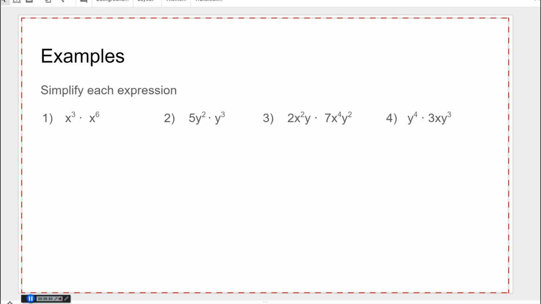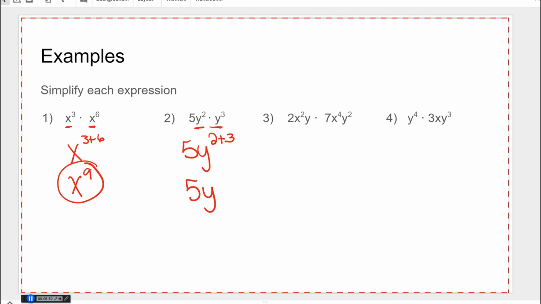X to the third times x to the sixth. Because these have the same base, I can say x and add the exponents. When we multiply, we add the exponents. So our final answer is x to the ninth. Here we have the same base and we're multiplying. So the 5 stays because there's nothing to multiply that coefficient, and we add the exponents. So the final answer is 5y to the fifth.